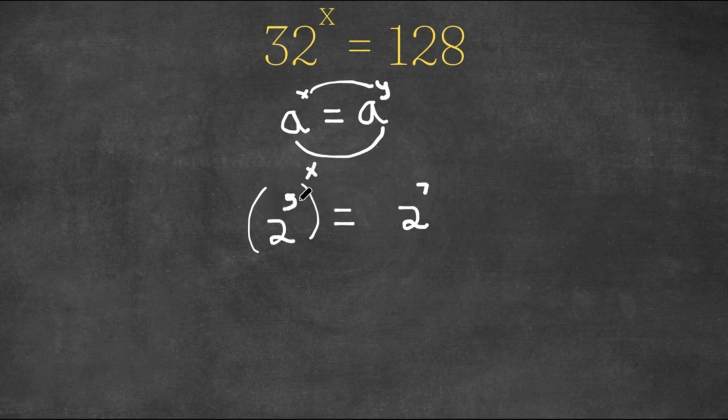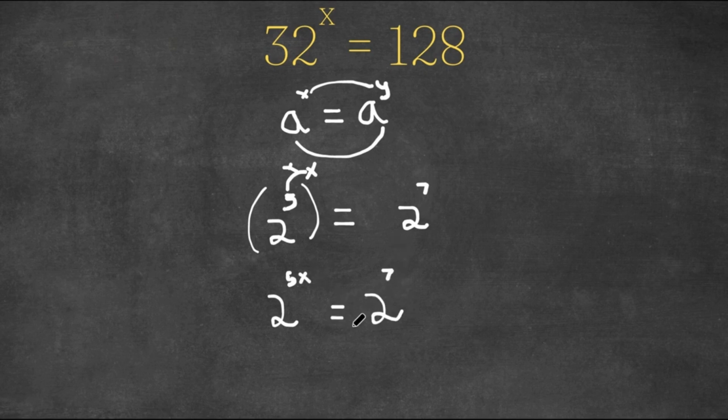Now, when we have something like this, we want to multiply the exponents, because 2 to the power of 5 to the power of x is the same thing as 2 to the power of 5 times x. And 5 times x is 2 to the power of 5x. And this equals 2 to the power of 7 still.